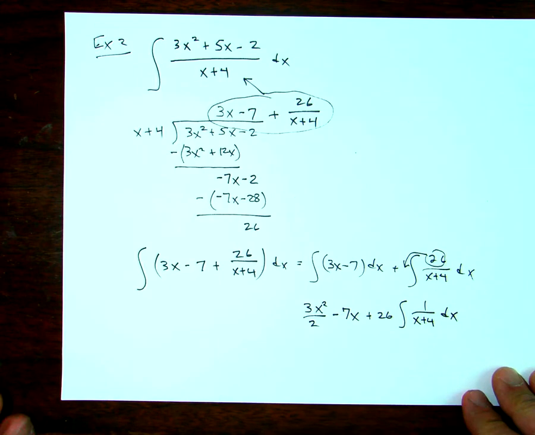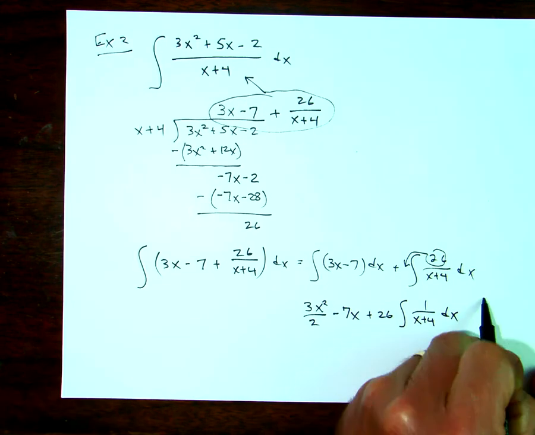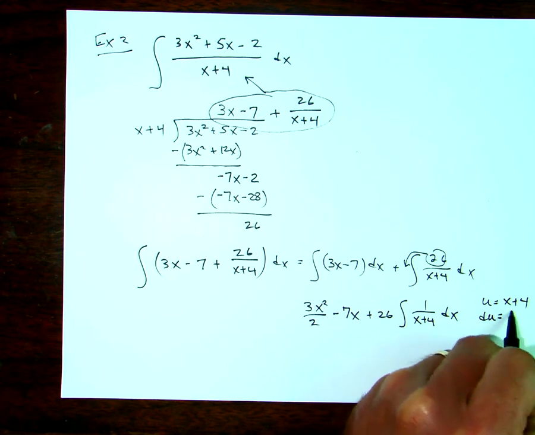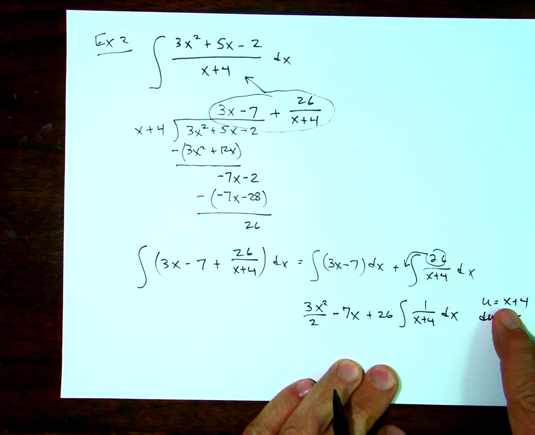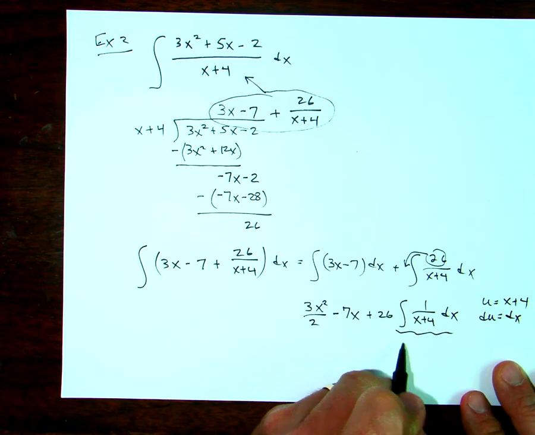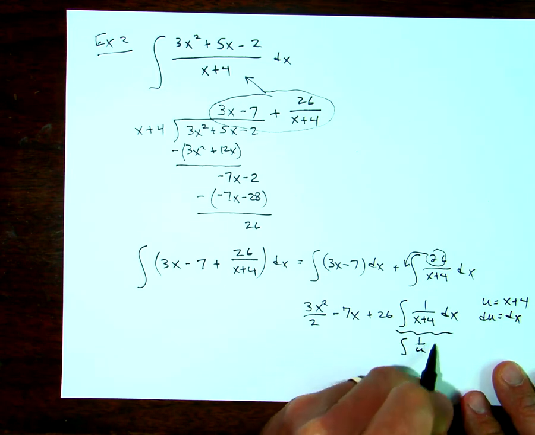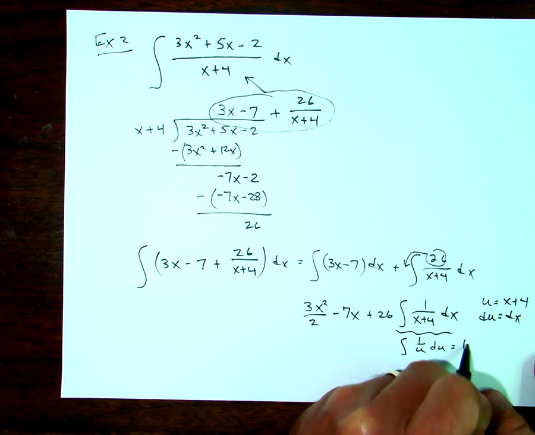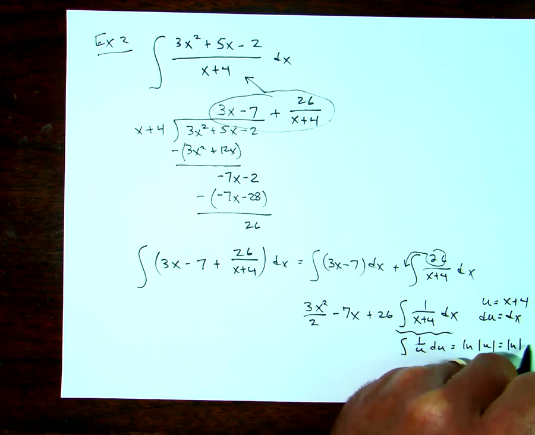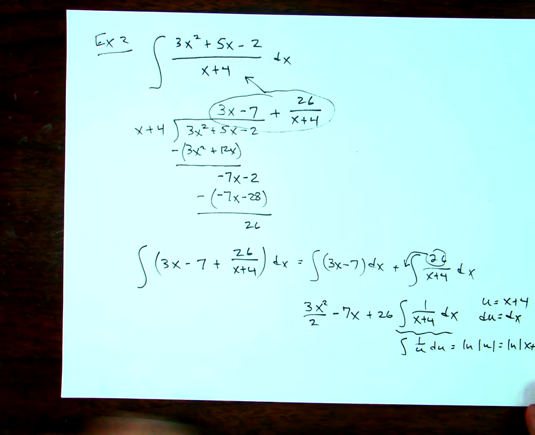Now this is a log integral. We just let u equal x plus 4, du equals dx, because the derivative of x is 1, the derivative of 4 is 0. So this piece right here is just going to be the integral of 1 over u du, which equals the natural log of absolute value of u, which is natural log of absolute value of x plus 4. Whoops, absolute value.